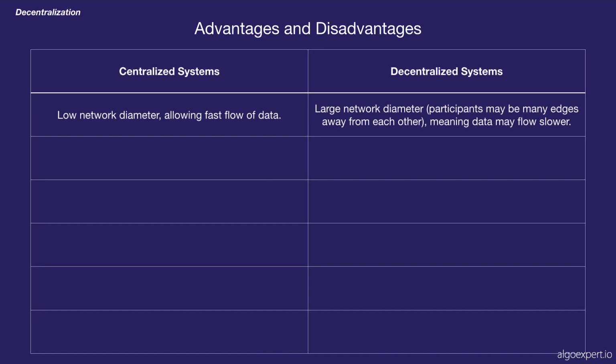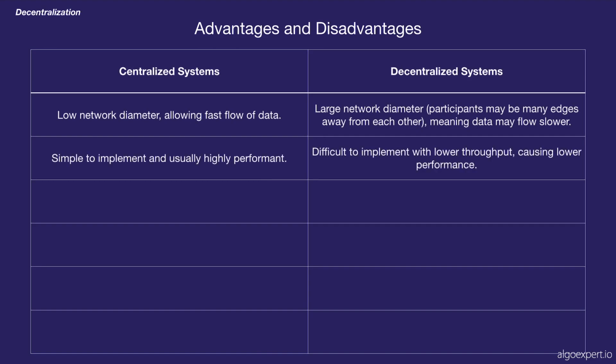Now, in a decentralized system, you have a much larger network diameter. You can have participants that are spread out by many different edges, and this means that flowing data throughout the network can be much slower. It needs to propagate into many different places, and it can have a longer path to get to its destination. So second thing here, with a centralized system, it's usually much easier to implement.